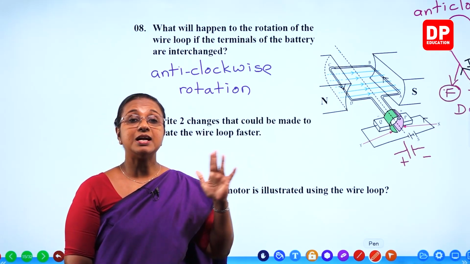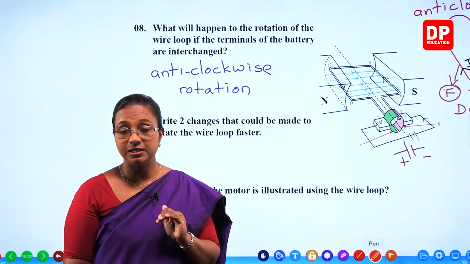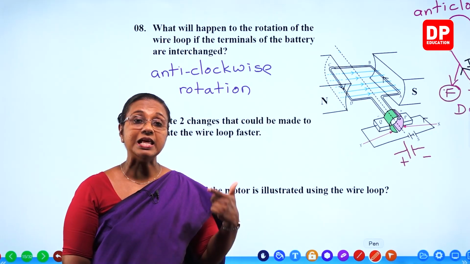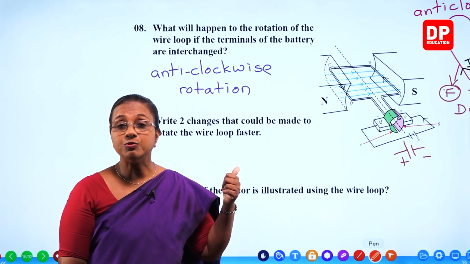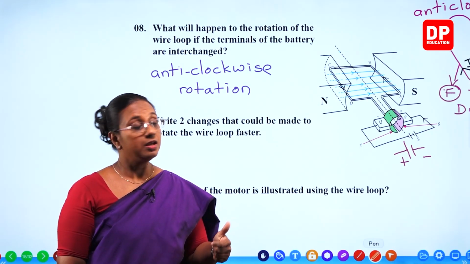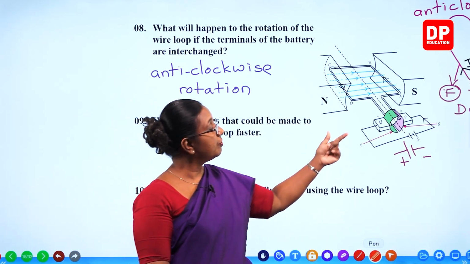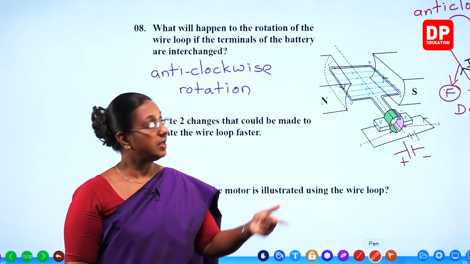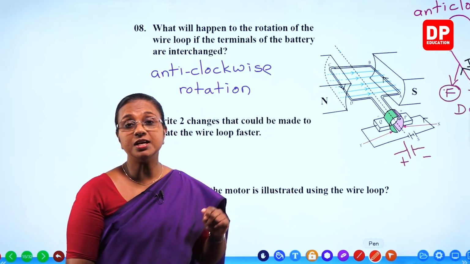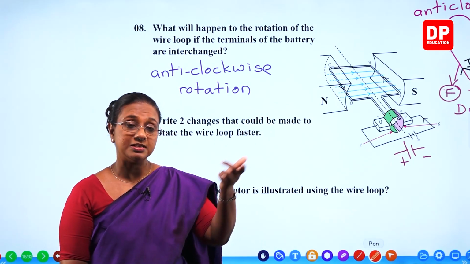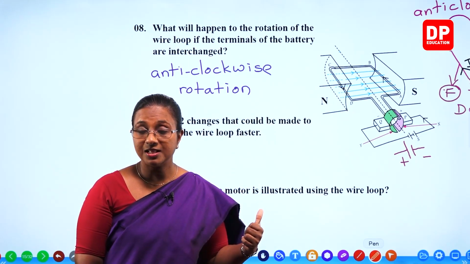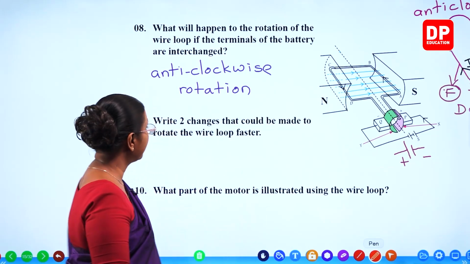All the factors are directly proportional to the magnitude of force. When force increases, the speed of rotation will increase. So we can use a stronger magnet or we can use more batteries to increase the current flow. Here of course we can't change the length of the conductor because it's the same loop. So we can say increase the strength of the magnet or use a stronger magnet.